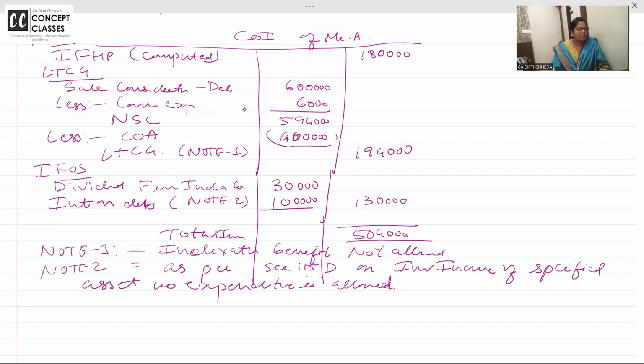Ma'am, why are you making us loan? See, they have received interest, but they have taken a loan also, 20,000 interest. Hence, rupees 20,000 interest paid is not allowed. Easy.